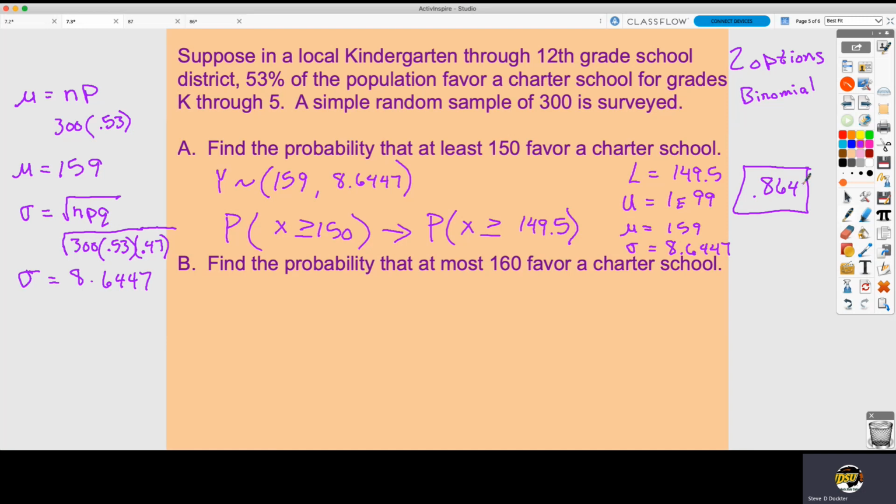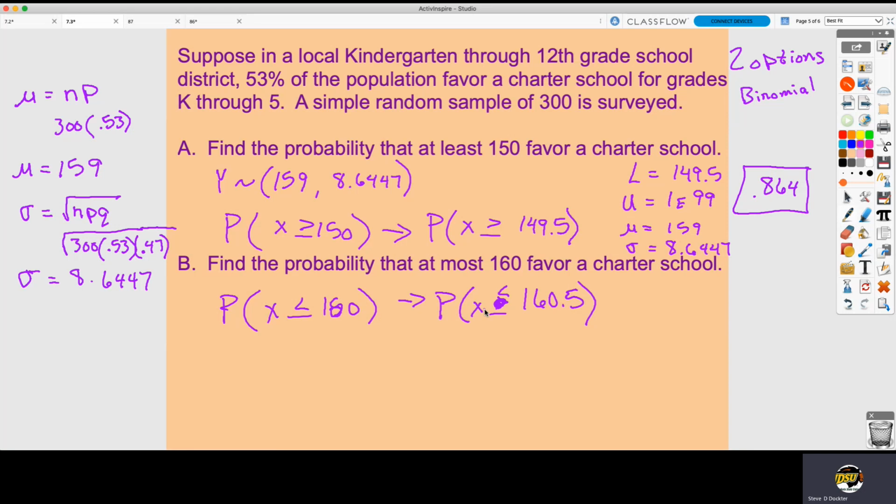How do things change in the second one? We don't have to do the whole thing, but how does it change? What does that mean? It's going to be less than 160. Sorry, 160, it helps to read. But we're not going to type in the 160. We're going to type in 160.5. We're going to add 0.5 this time because we have to make sure that 160 is included.